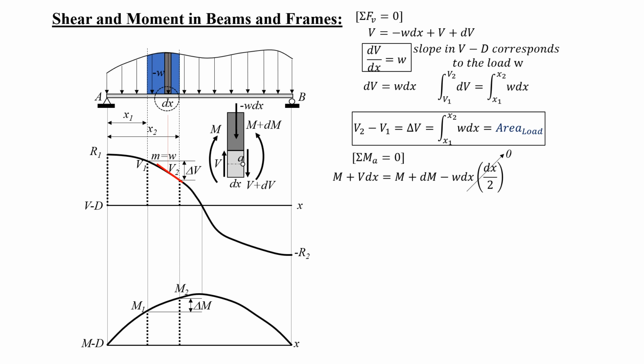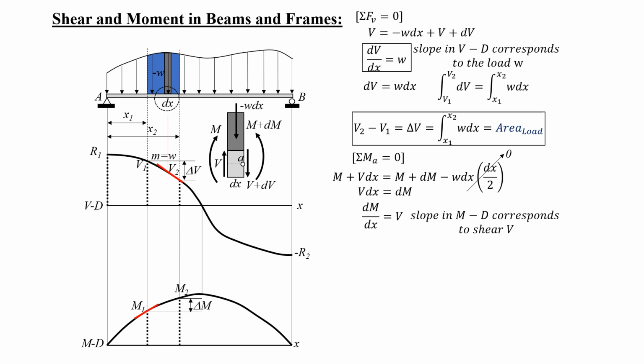So we can cancel M, and take note that this is differential x, which is a very small quantity, smaller than the smallest thing that you can think of. And you multiply that by another small quantity, the same quantity, divided by 2. So from calculus, the product of differentials is 0. So this is negligible, that's almost 0. Then we have V dx equals dM.